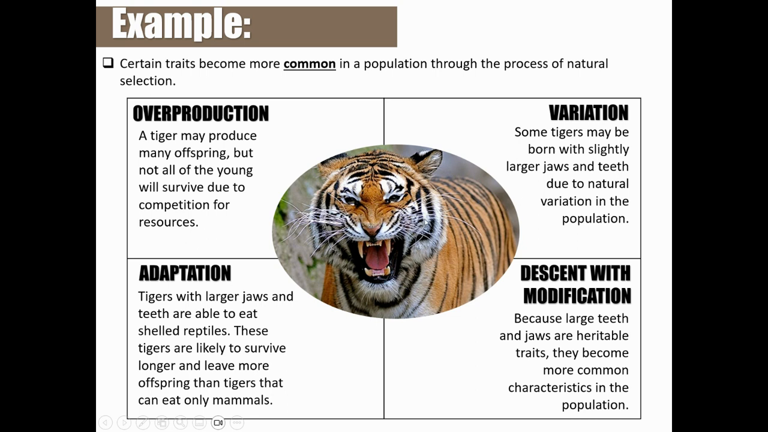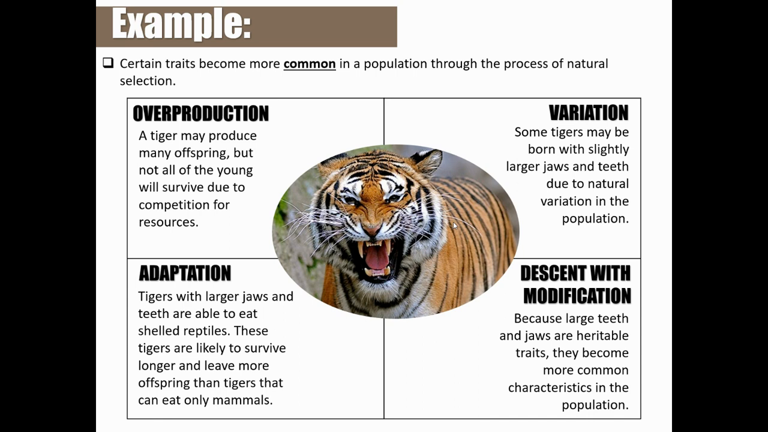Also, within the tiger population, you're going to have some variety, some variation. Some tigers might be born with really sharp teeth and really tough, large jaws, and some may not. And that's, again, just due to natural variation within a population. Of course, the tigers with larger jaws and teeth are going to be able to eat maybe something that tigers with smaller jaws and teeth are not able to eat.